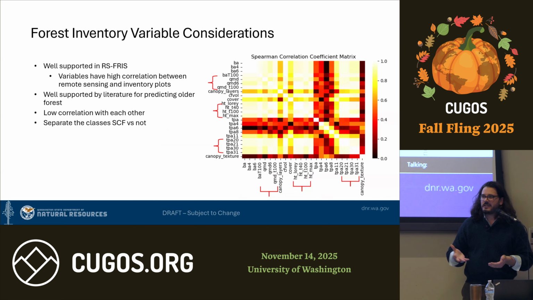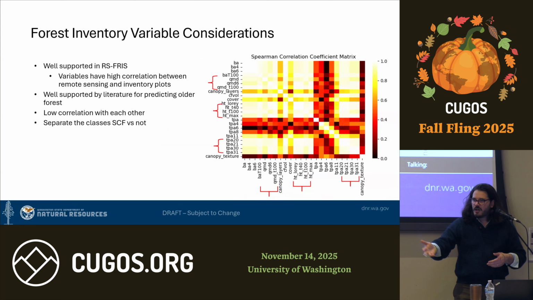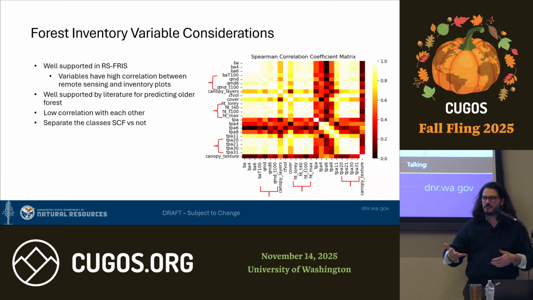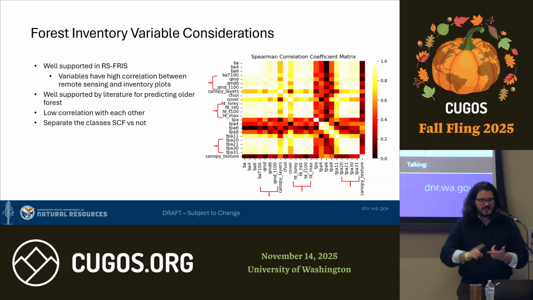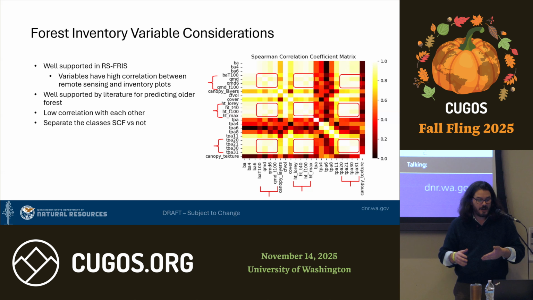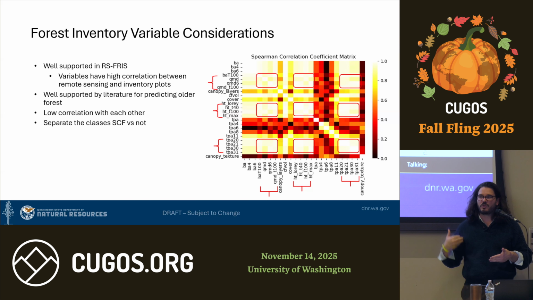We're not interested in pulling out the 30-some remote sensed forest inventory variables that we have and giving every variable to our model. So we don't necessarily need to worry about, like, basal area and QMD being highly correlated with each other. They're highly correlated with height. So we don't need to feed them all these variables. In fact, we can just pull out things that aren't highly correlated with each other.